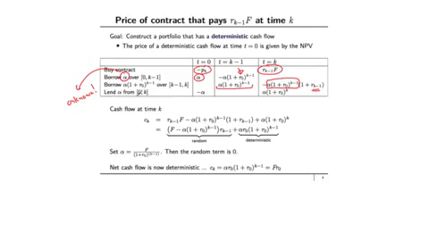Finally, I'm going to lend alpha for the period 0 through k. I get minus alpha here, and I get alpha times 1 plus r0 to the power k there. Since I'm lending, I have a negative cash flow at time 0 and a positive cash flow at time capital K.